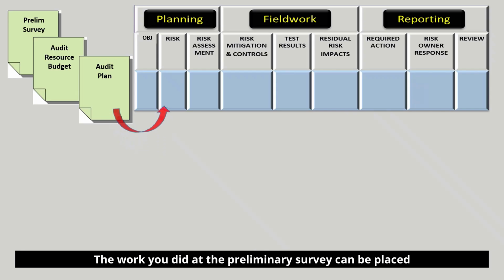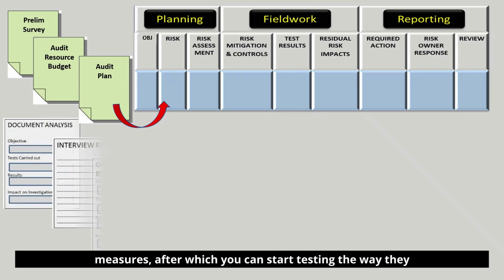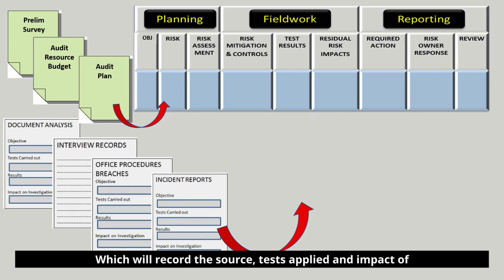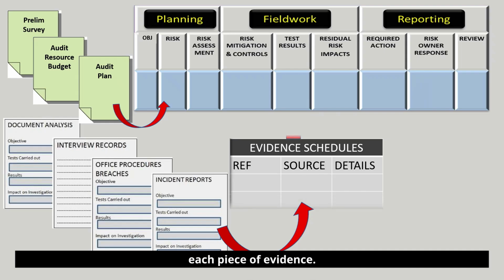The work you did at the preliminary survey can be placed into the summary as system objectives and key risks. The key risks in the area being reviewed will have been rated in terms of their impact and likelihood before defined controls are applied, which will drive your audit. You will have made an initial evaluation of these control measures, after which you can start testing the way they are working, which means populating your evidence schedule with the results, which will record the source, tests applied and impact of each piece of evidence.